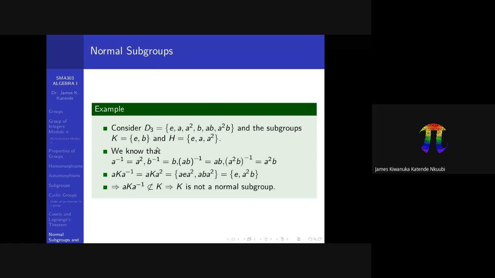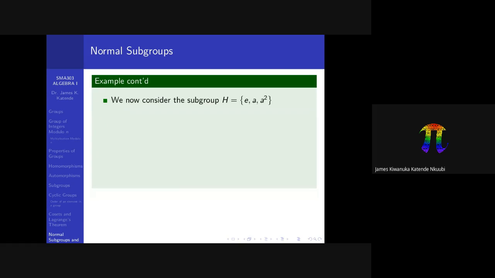Now you don't need to check for the other elements in D3 because you've already found one for which it fails. For it to work, it must work for all of them. If it fails for even just one, then K will not be a normal subgroup. So that's the conclusion we come to, that K is not a normal subgroup.